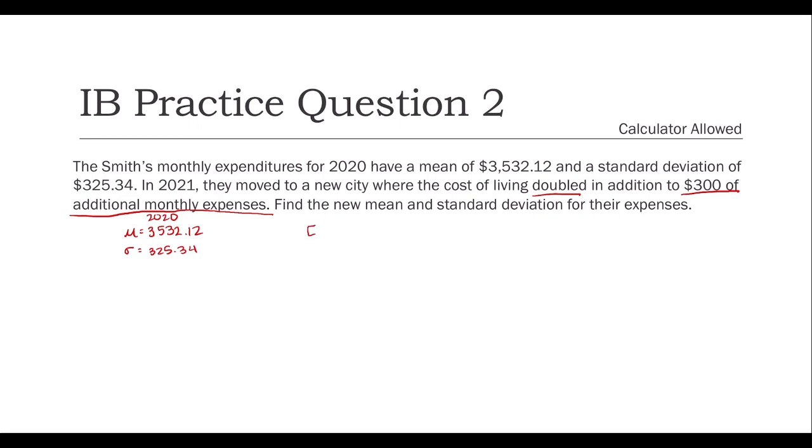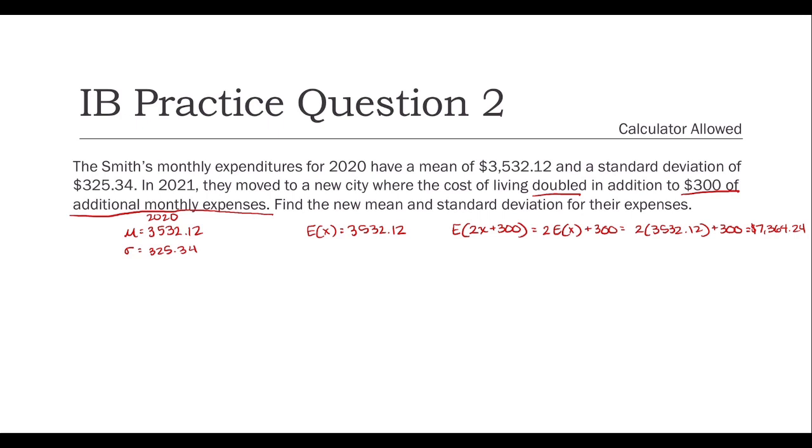So we have our expected value of x is 3532.12, and we have an E of 2 times x plus 300. So this is going to be equal to 2 times our expected value plus 300. So we have 2 times 3532.12 plus 300, which equals 7,364.24. So that's the new mean.